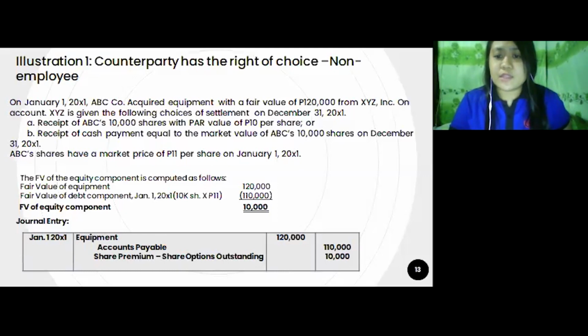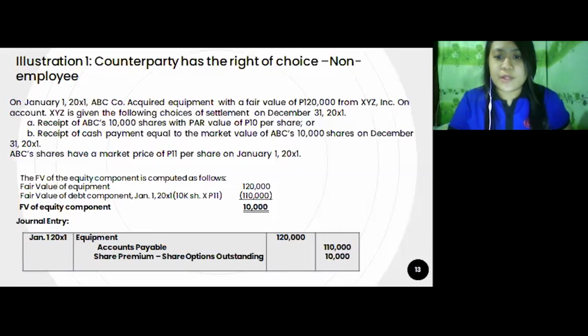The journal entry to record the transaction would be debit equipment of 120,000, which is the fair value of the asset received, and credit accounts payable of 110,000, which is the fair value of the debt, and credit the share premium, share options outstanding, of 10,000 pesos. So we have two scenarios here.